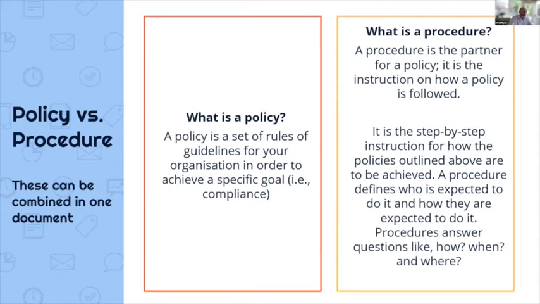So a policy is a set of rules or guidelines to achieve a specific goal, and the goal is compliance really. The procedure then is how you achieve that policy, the step-by-step instructions. So you'll often find the policy can be kind of generic but specific to the point: this is what we want to achieve. And the procedures then go into an awful lot more detail on how you achieve that policy.